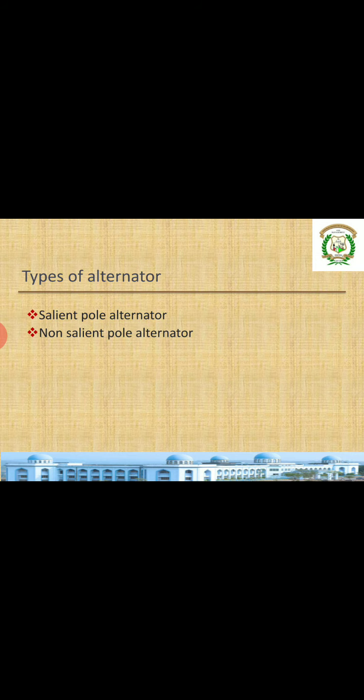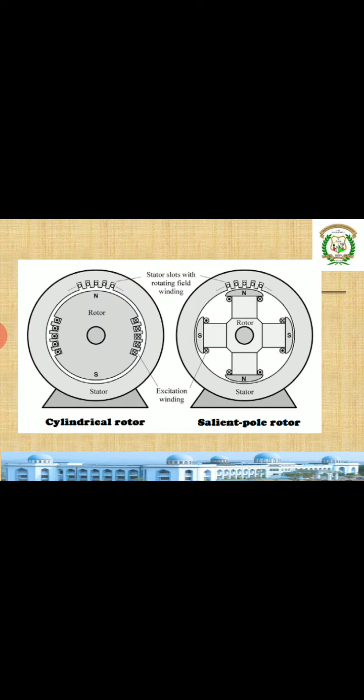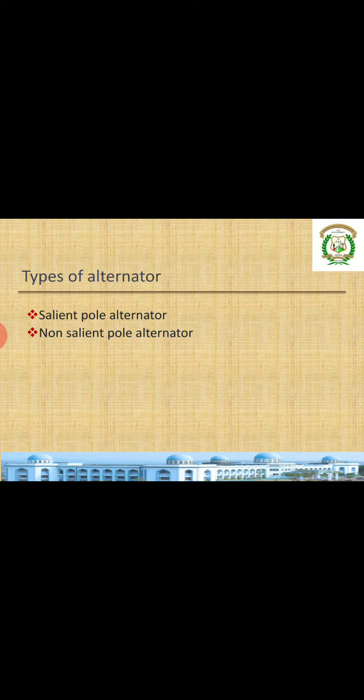Mainly, the alternators we are using are of two different types: one is salient pole alternator, another one is non-salient pole alternator. This is because of the type of rotor we use. If rotor is projected, then it is called salient pole. If the rotor is cylindrical, then it is called non-salient pole or cylindrical rotor. Salient pole generators are called projected pole generators because the pole is projected, and non-salient pole alternator has uniform distribution of the windings throughout the periphery of the rotor.